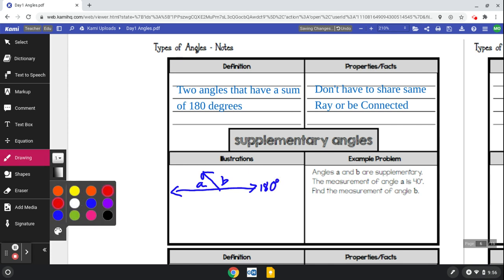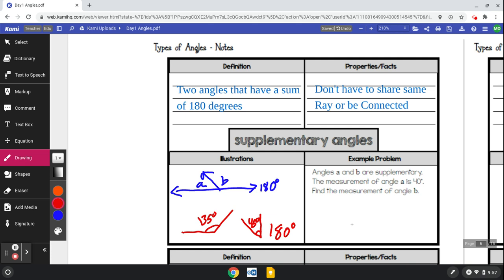Another way is if I have this angle here, and we say that is 135 degrees. And then there's another angle not connected to it, and we say this angle is 45 degrees. Together, if you put those together, you get 180 degrees. They are still supplementary, even though they're not on the same line or connected in any way.